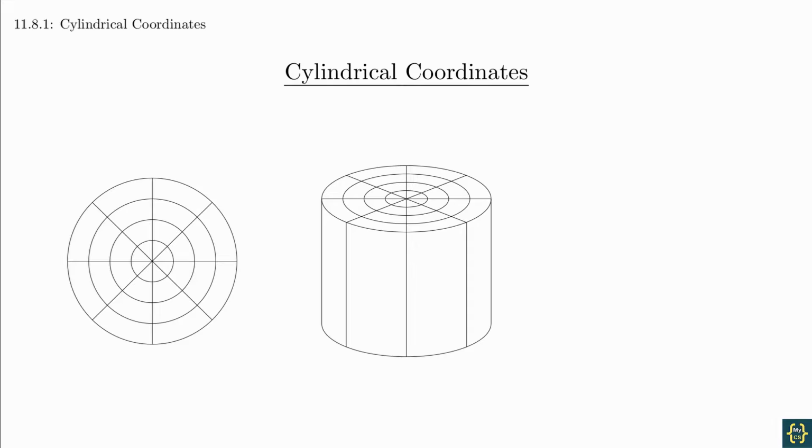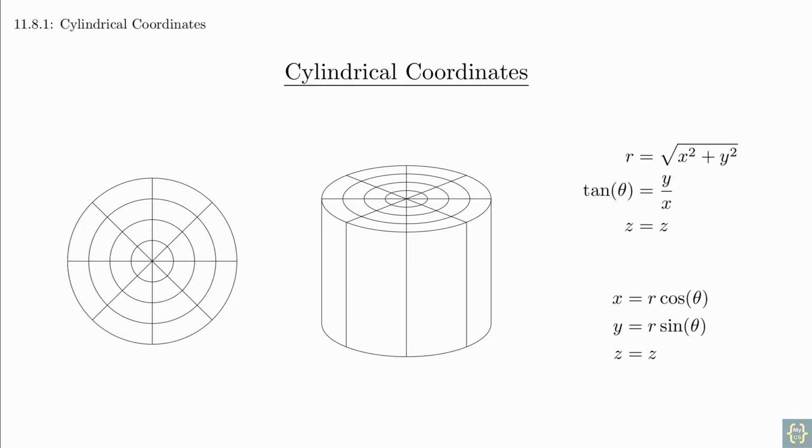The z-dimension is the same as the z-dimension in rectangular coordinates, and so the equations going back and forth between the two coordinate systems is basically unchanged from before. To go from rectangular coordinates to cylindrical coordinates, we use the relationships r equals the square root of x squared plus y squared, and tangent theta equals y over x, and then leave the z value unchanged.